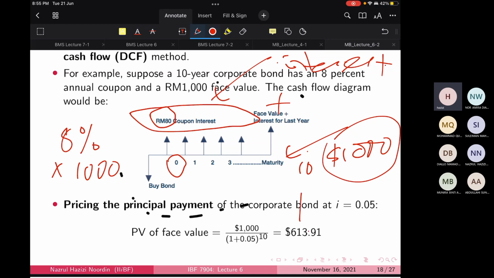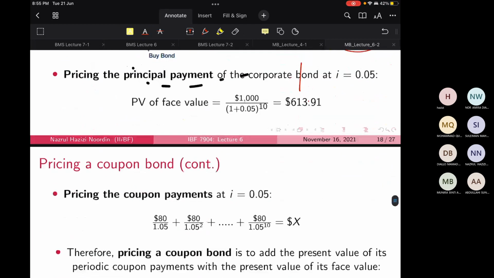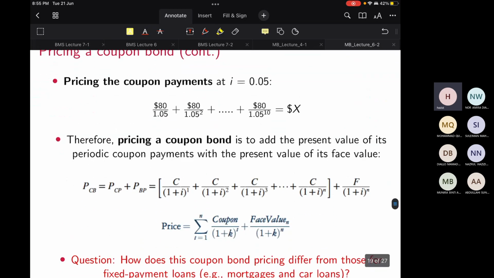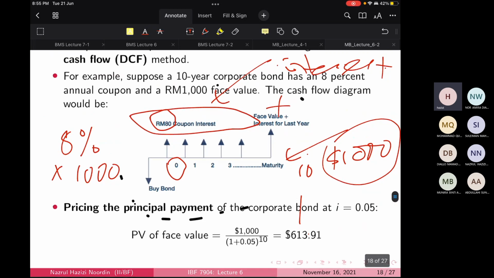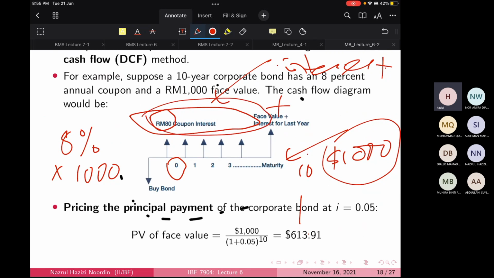So you will see that you have two components of payment here that you have to calculate the present value of. The first component of the payment is the coupon payment, the sequence of the coupon payments. The second component is the face value, because you have to discount the face value to the present day.